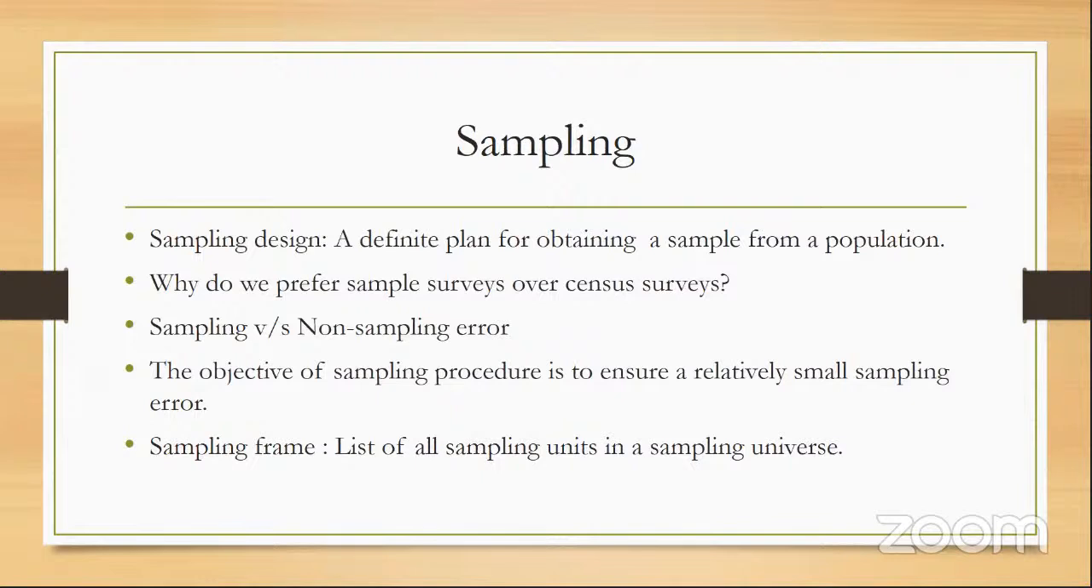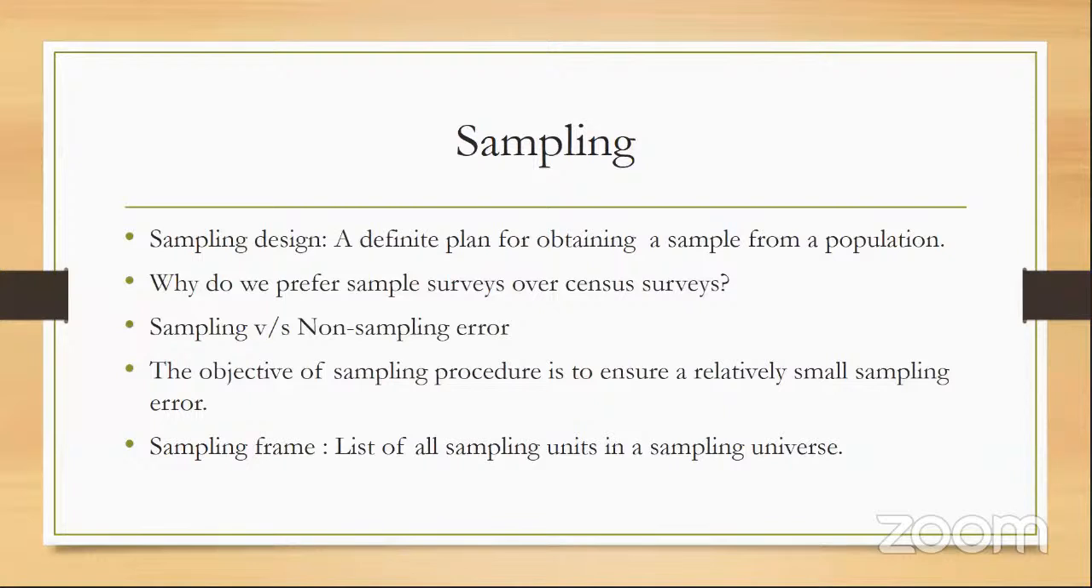Okay, now moving to the case of sampling design. Sampling design is a definite plan for obtaining a sample from a population. Why do we prefer sample surveys over census surveys? The reason is that a census is very expensive and very difficult to conduct. One more thing is the difference between sampling and non-sampling error. Once you go for a census, there are more chances of making mistakes, which we call non-sampling errors.